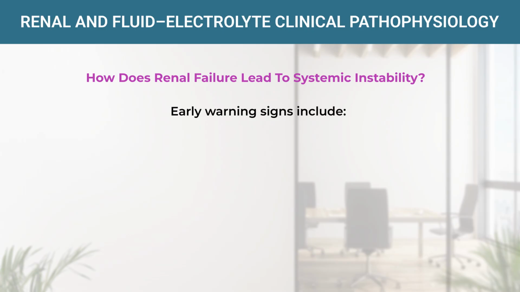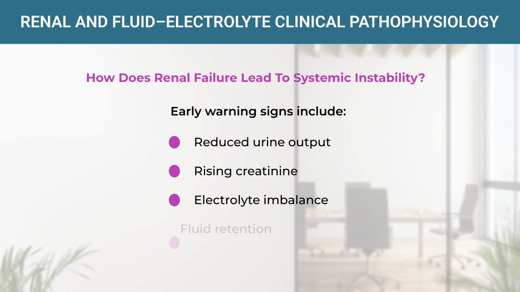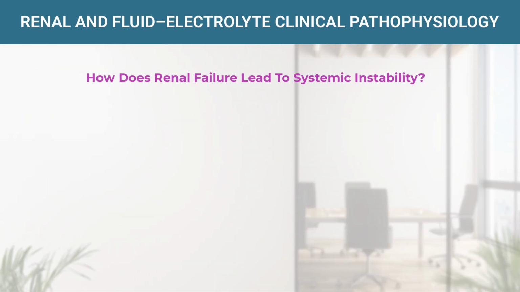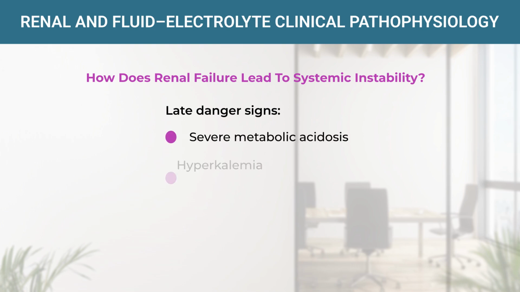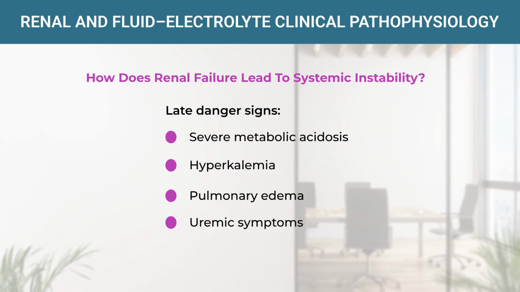Early warning signs include reduced urine output, rising creatinine, electrolyte imbalance, and fluid retention. Now, let's see some late danger signs. They include severe metabolic acidosis, hyperkalemia, pulmonary edema, and uremic symptoms. Bear this in mind. Late signs mean the patient has already entered high-risk deterioration. Advanced clinicians must identify early warning trends before these late signs appear.